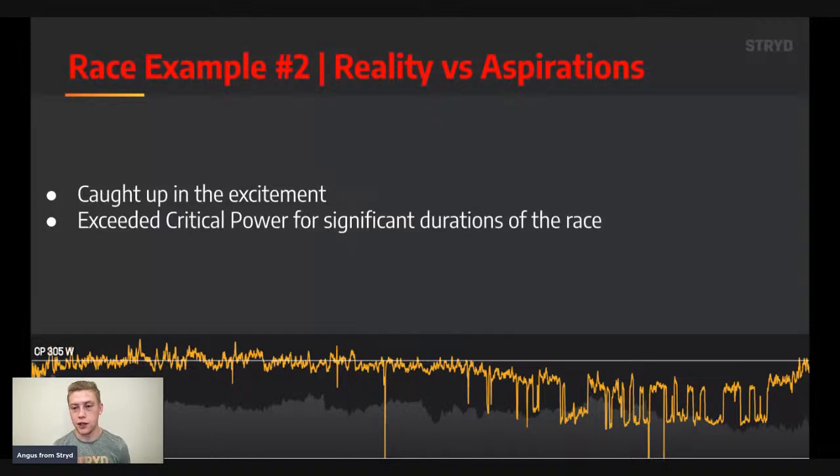They tried to push it towards the end, but it would have been a far more successful race if they had stayed under their critical power for the duration of the race, stuck to a race plan, and not gotten caught up in the excitement.